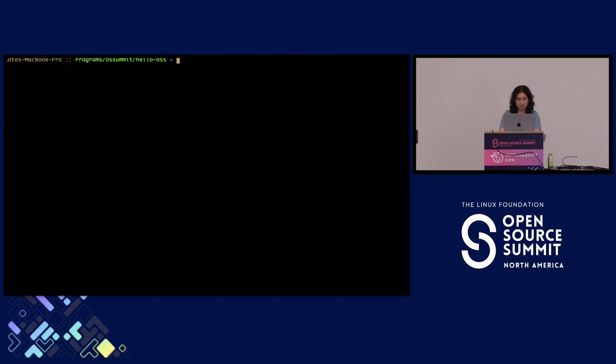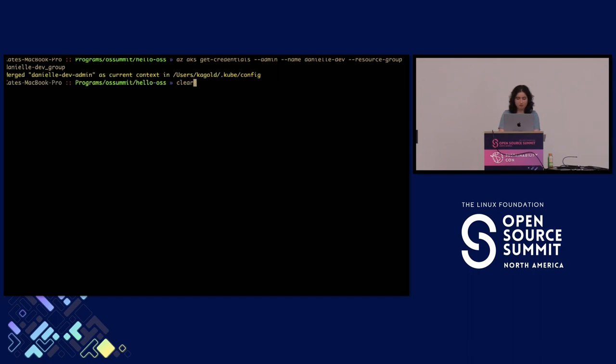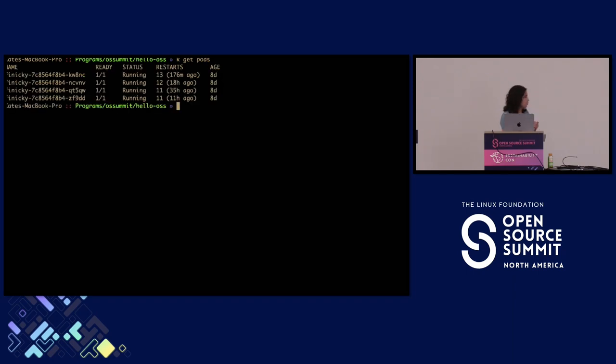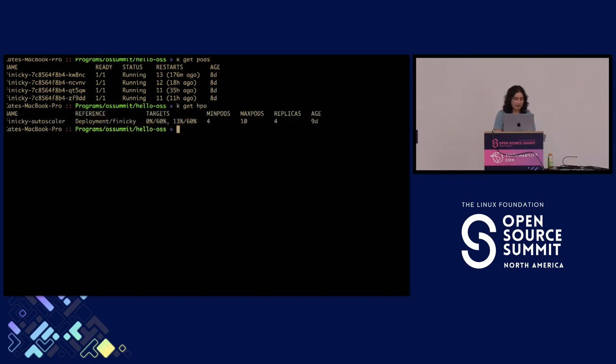It's a different cluster, so I'm going to go ahead and log into that one. And we can see we have four replicas of Finicky Whiskers running right now. You can see that we have the horizontal pod autoscaler running with it. So we're at our minimum. We obviously aren't receiving a lot of load because we're scaled all the way down to only four instances. If we were to have thousands of people playing with Finicky Whiskers, ideally we would see this scale up to meet that demand if needed, and it could go up to 10 pods.